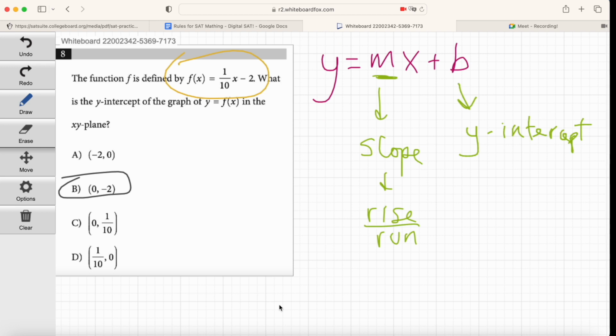I mean, it's negative 2. That's your y-intercept. So just pick the answer choice that gives you a y value of negative 2, if you can interpret y equals mx plus b form. Does that make sense?